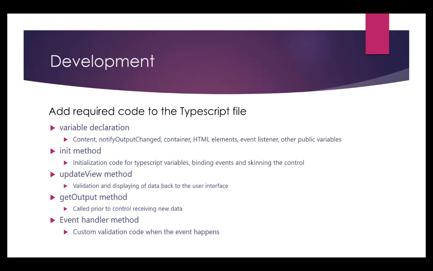Once the project has been created and the manifest file configured, we start developing the control by providing the variable declarations, the initialization methods, the event handler, the UX update method, and the output methods. These methods are what make up the TypeScript file. We will see how to code these functions in the demo.